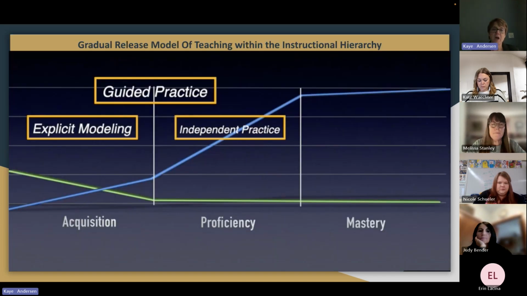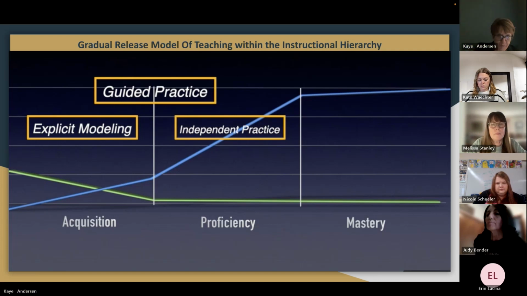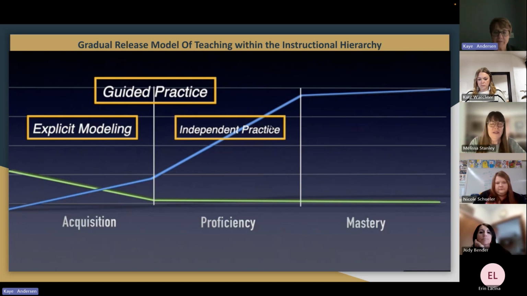when we go to a different topic. If we superimpose the gradual release model over our instructional hierarchy model, we can see that the explicit modeling and guided practice occur both within that acquisition level, and the practice continues on and feeds into that independent practice level before they're practicing by themselves.